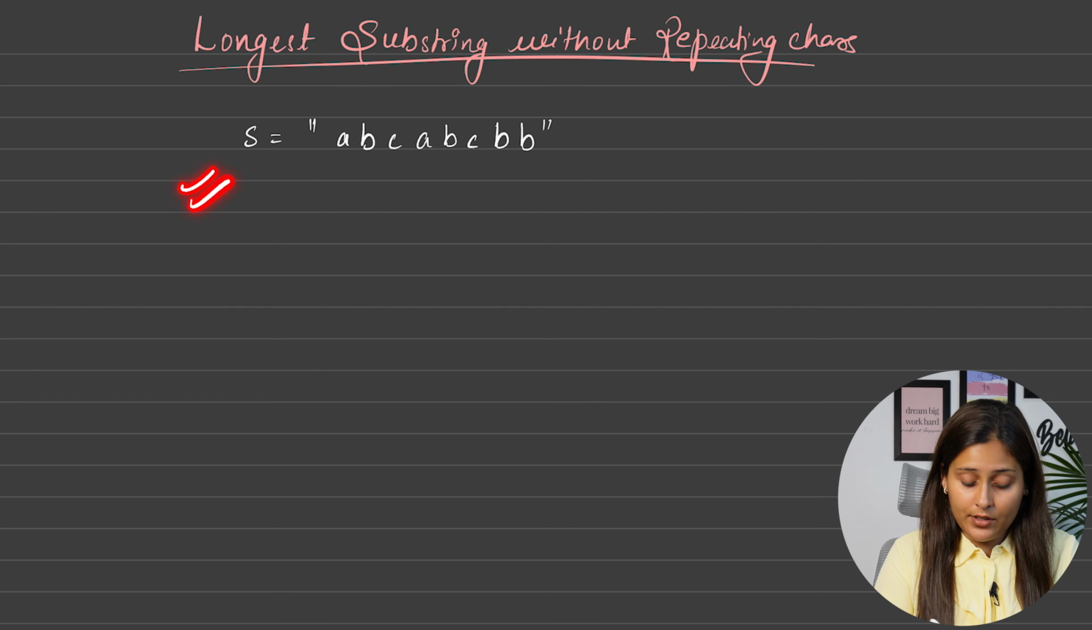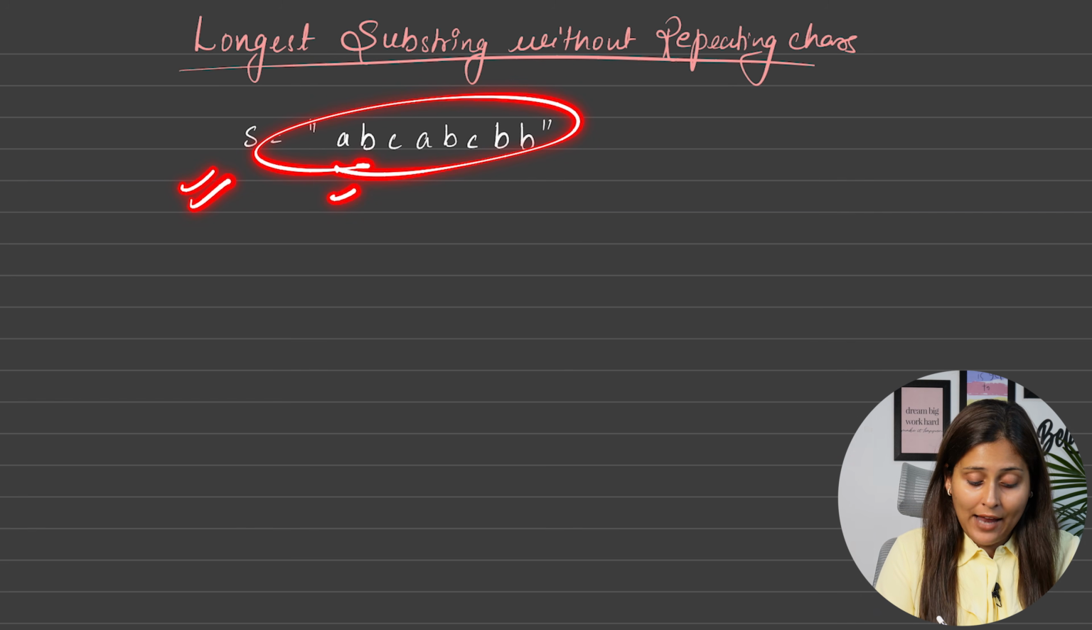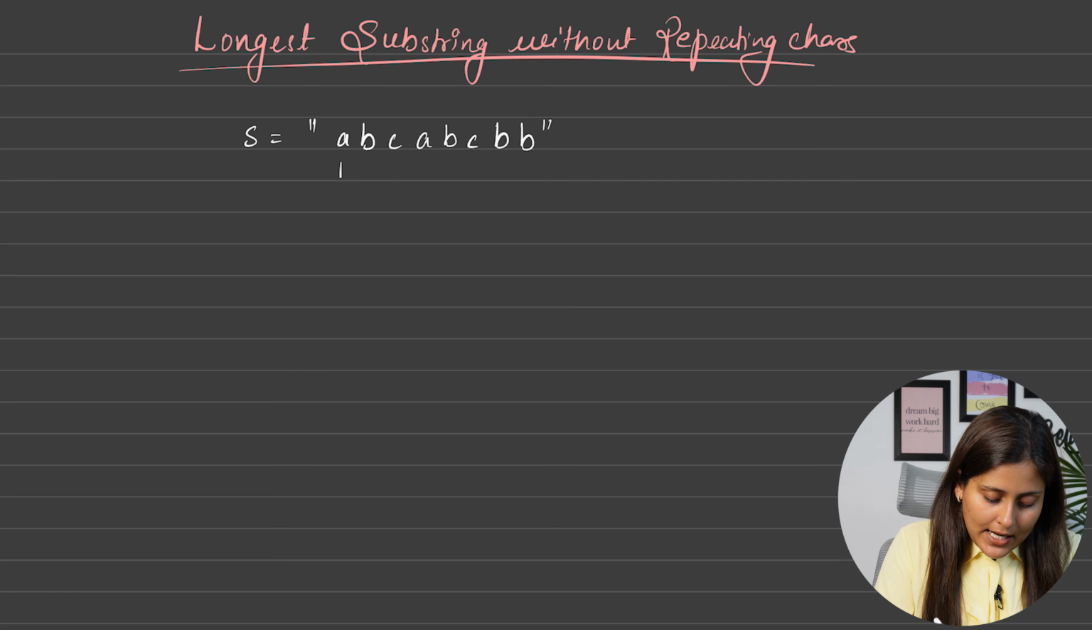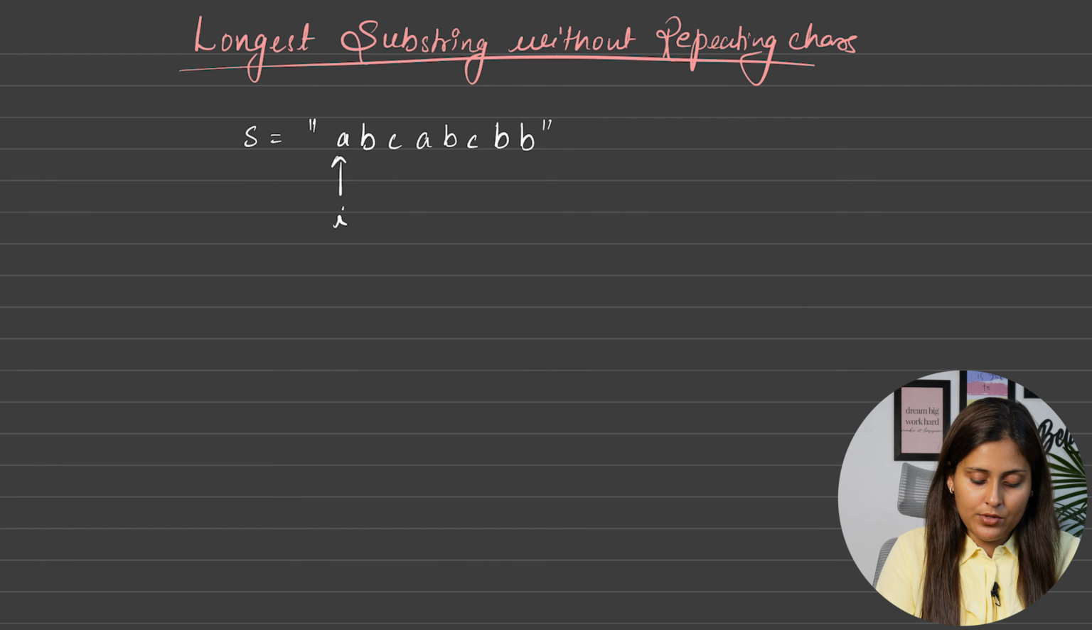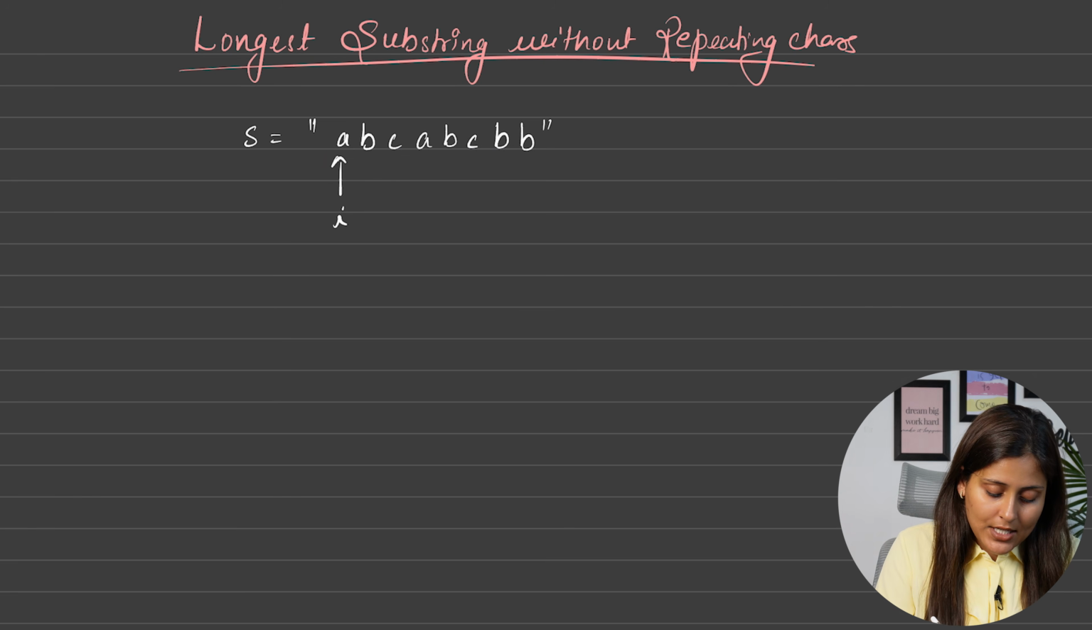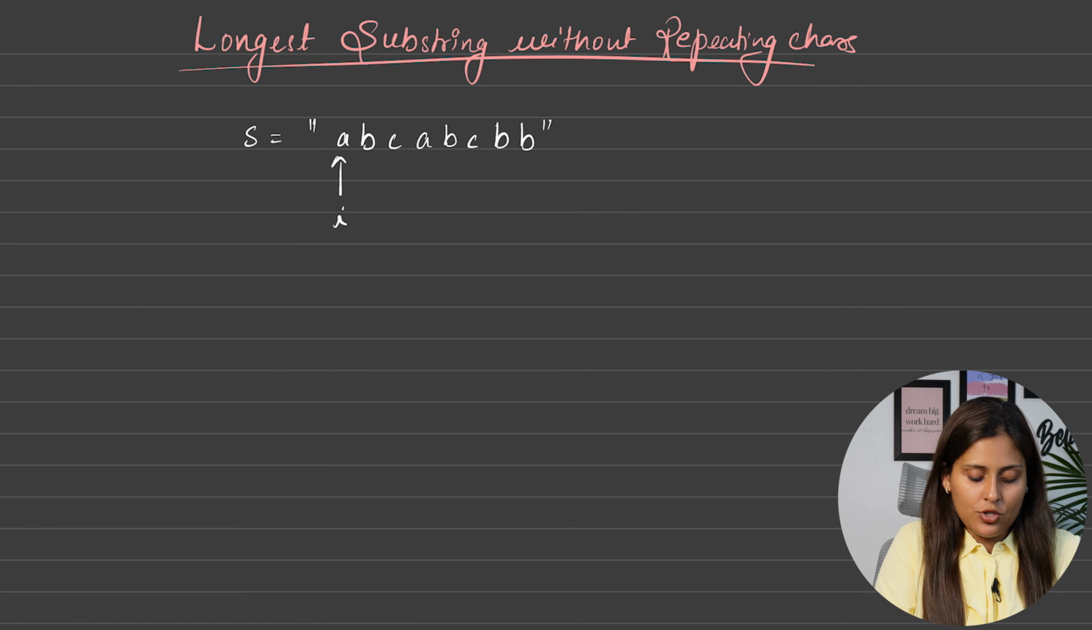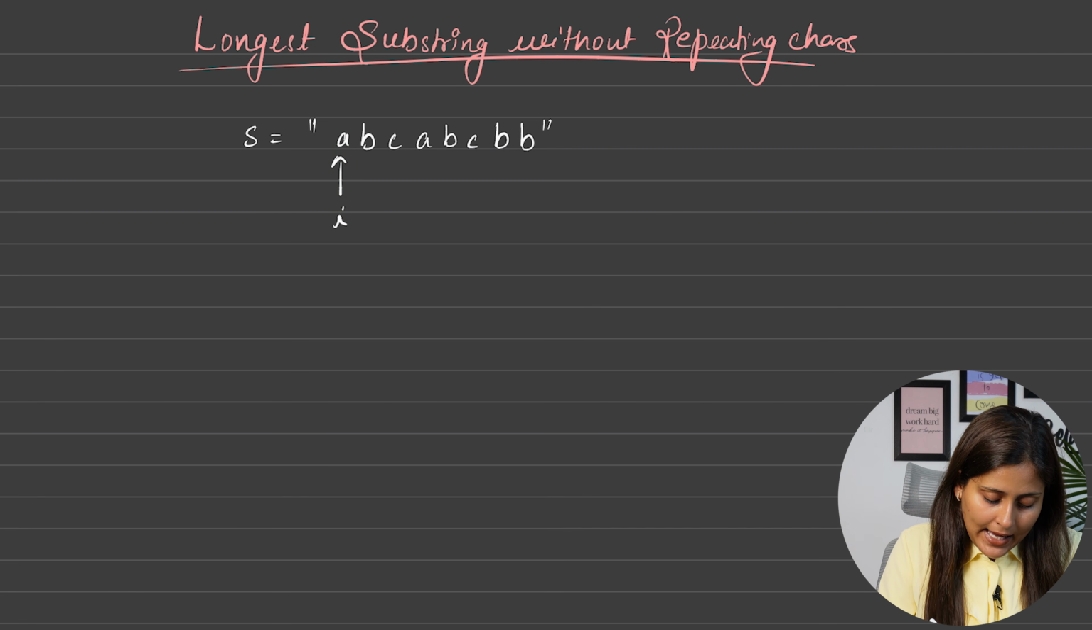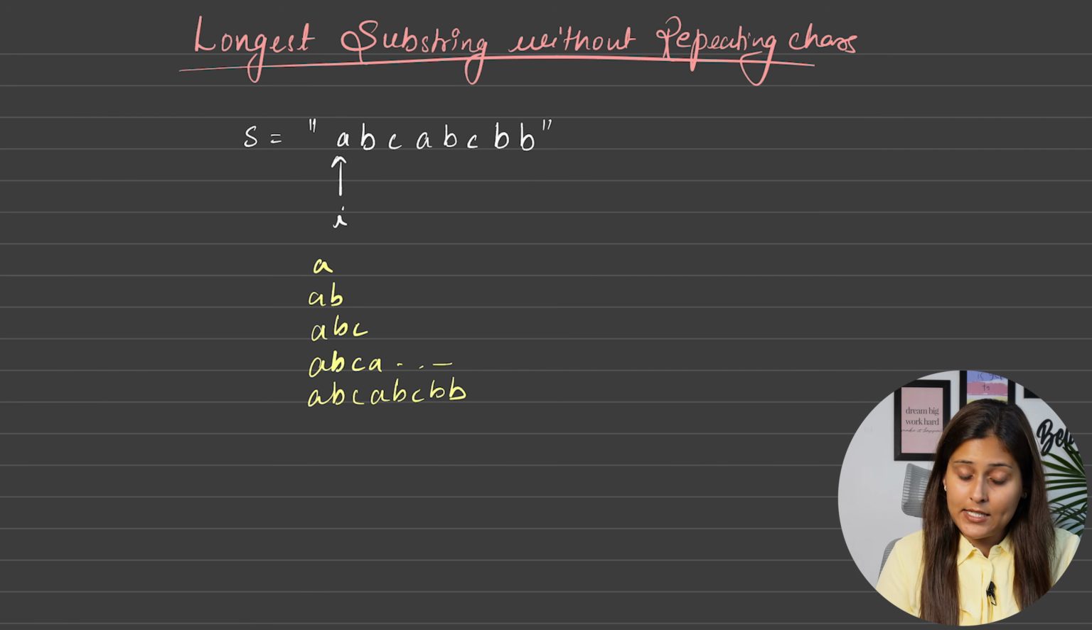Here is our string given, and we know what are the different substrings in it. So if we are starting our I pointer from here, I is equal to 0, it means I want every such substring which starts with this ith index. So what are all those substrings? Can I say A, AB, ABC, ABCA, and so on till ABCABCBB, correct?